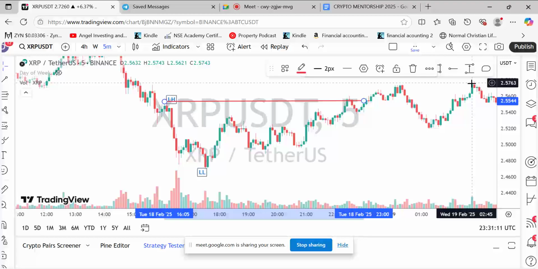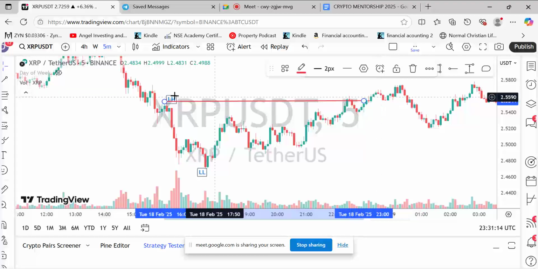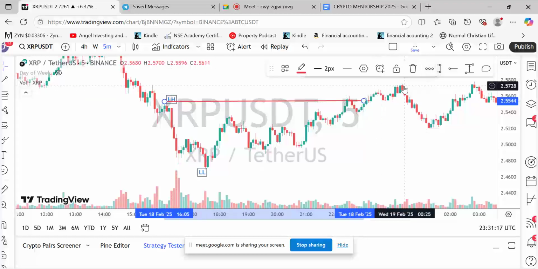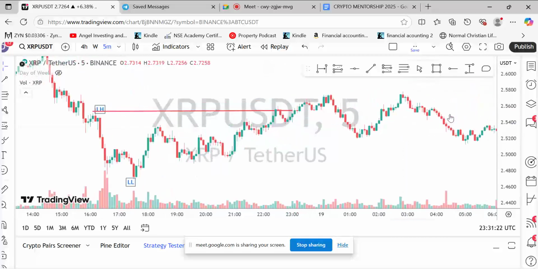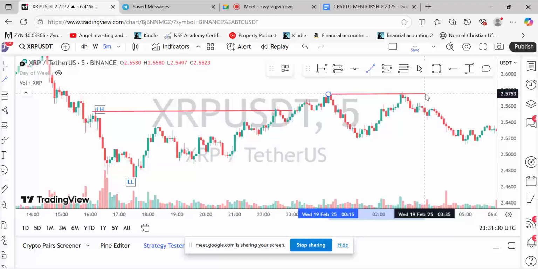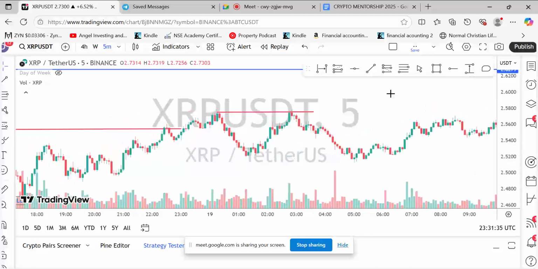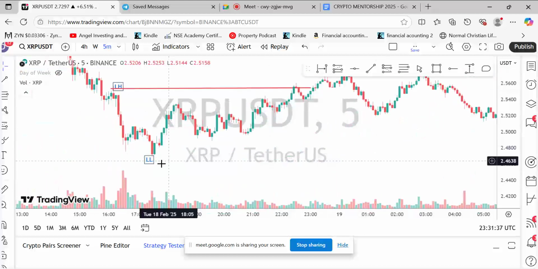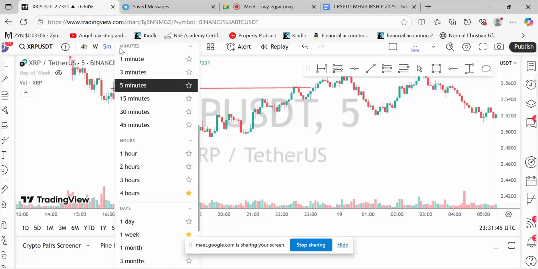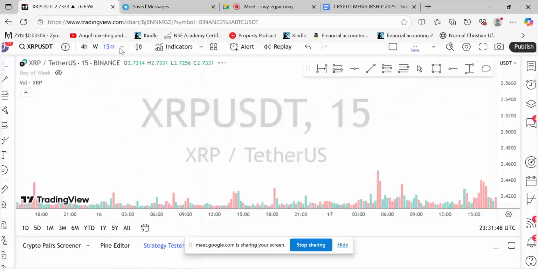Do you understand what I'm saying? Okay. Because it has broken the lower high for the first time, and then it retested. After retesting, what happened? It broke. See, this one was a little bit higher than the previous one. Okay, so once you buy it, you put your stop loss at this lower low. So in that way, you have reduced your stop loss.